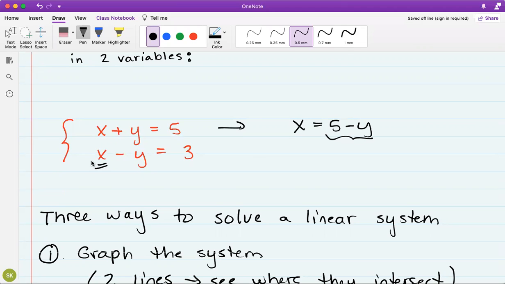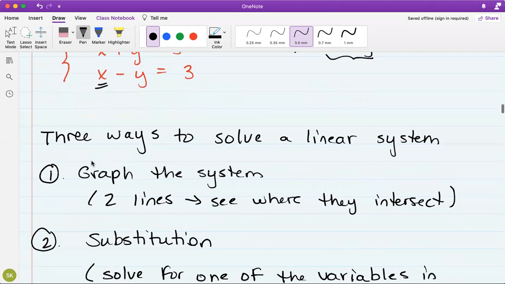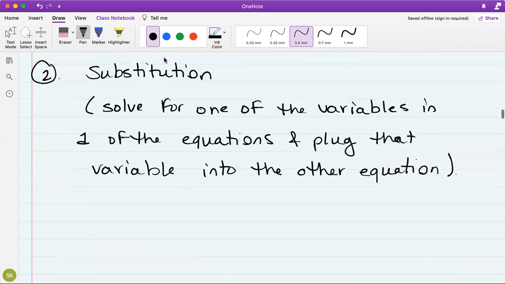We're going to do plenty of examples of this. Right now, I just want to give you a brief description of each way to solve this linear system. So the second method is substitution. And the third method is what we call elimination, and some books call it addition.